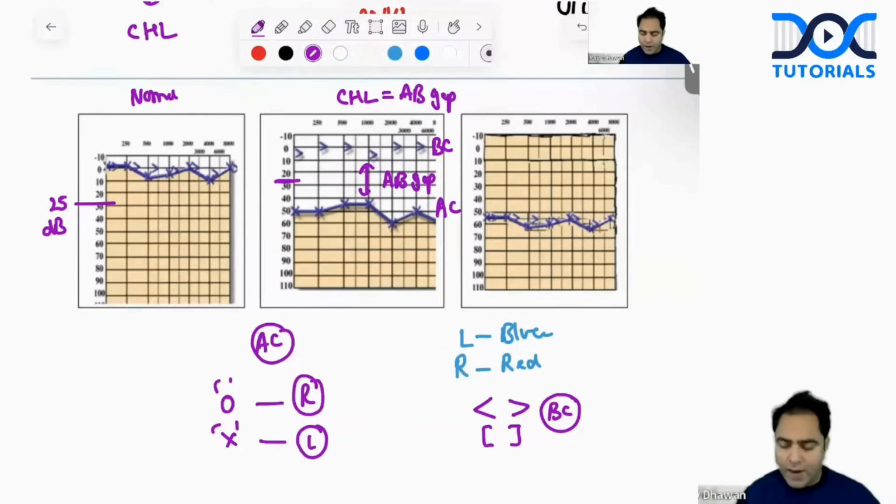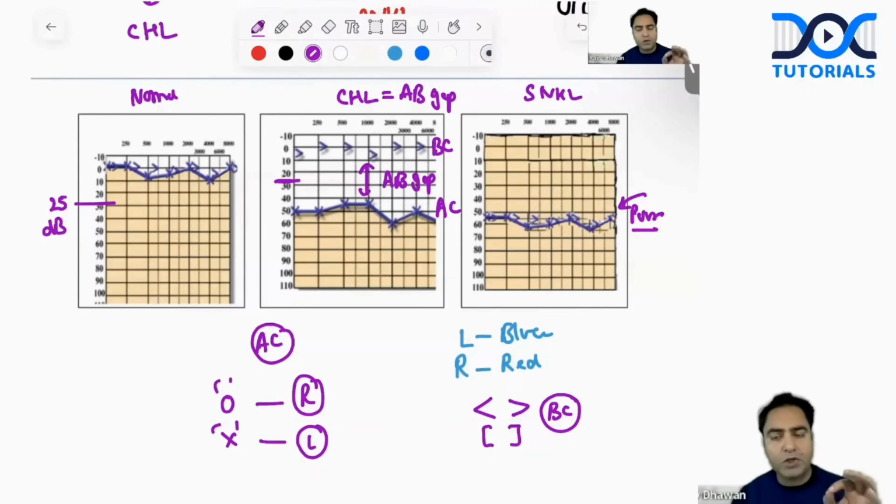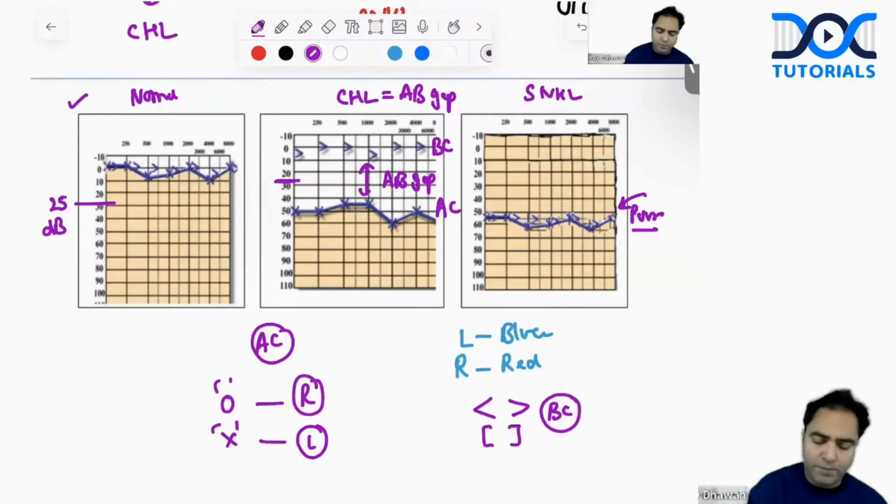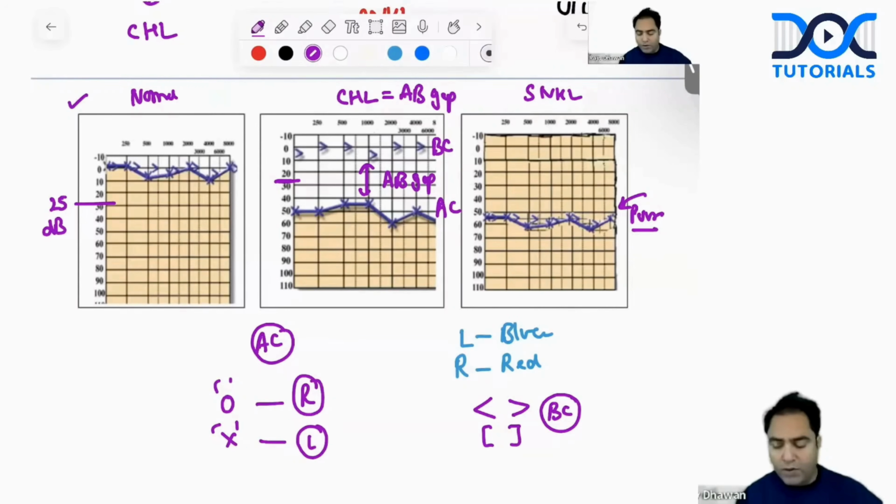And in SNHL, both AC and BC are poor. Very simple interpretation of the audiogram: if both lines are above 25, it's a normal audiogram. If both lines are below 25, it's SNHL. And if there is an AB gap, it's conductive hearing loss.